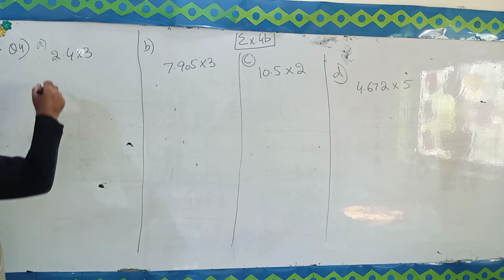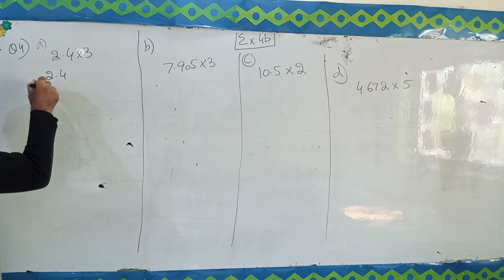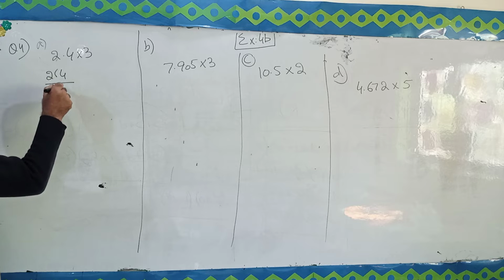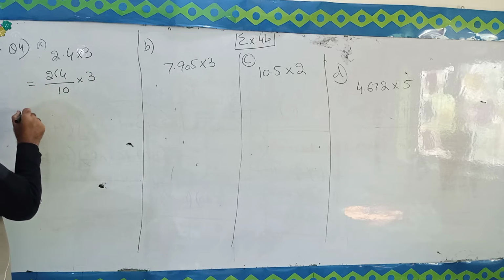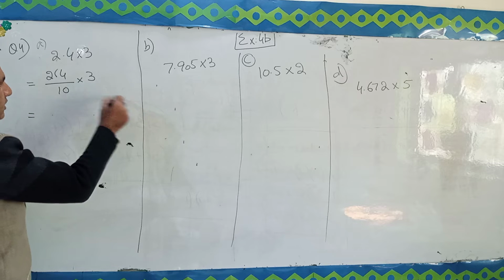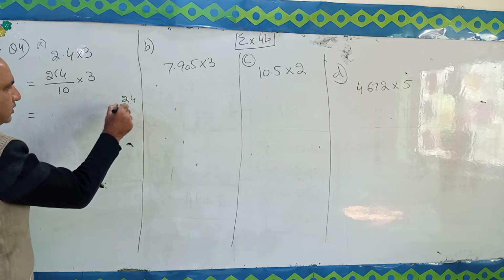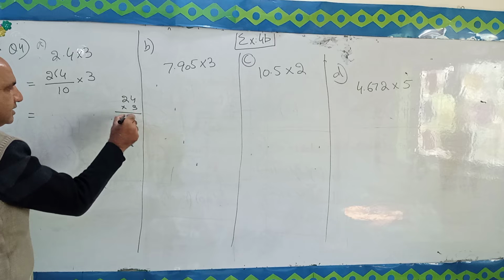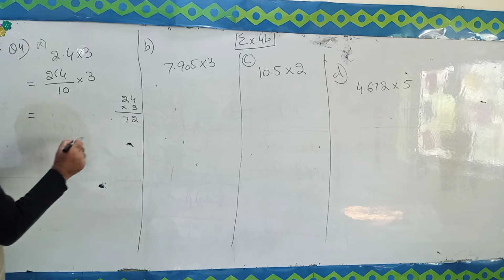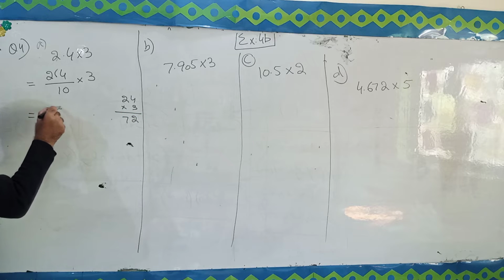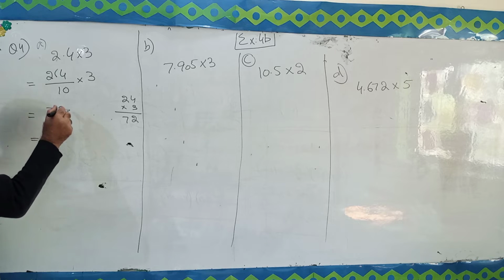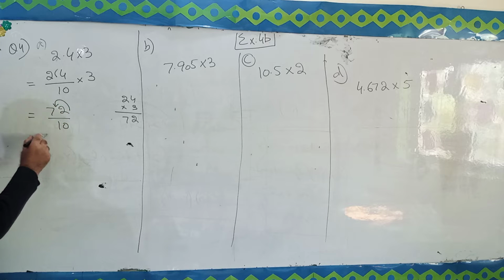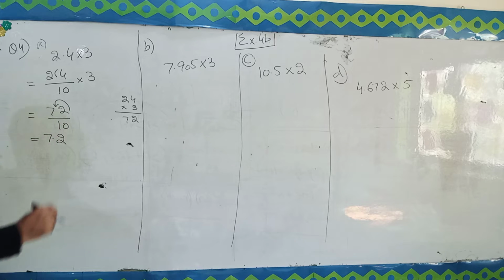So here what we'll do, we write it as 2.4, we remove the decimal, we write here 10 times 3. So first we'll multiply 24 by 3, this is 72. So 72 over 10, so the answer is, there is 1 zero, so the decimal point is here, so move here, so the answer is 7.2.